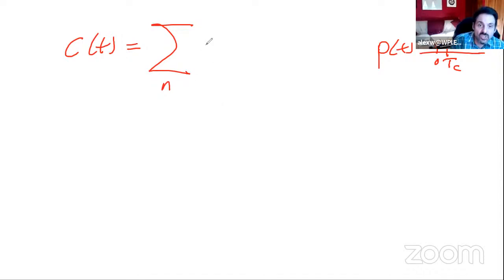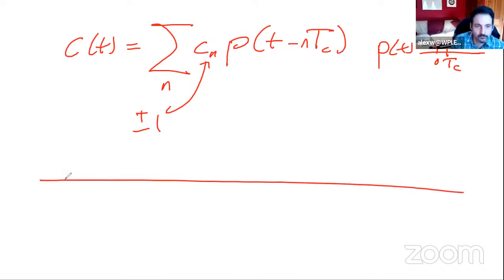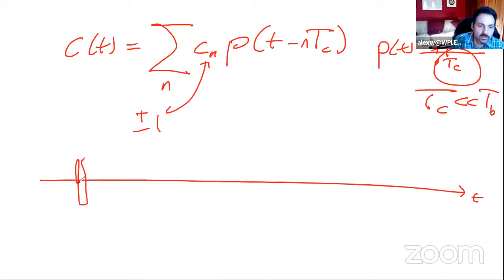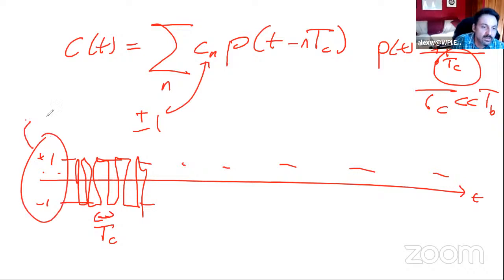And here, this is the chip value. It's either plus or minus 1. That's random, a pseudo random sequence that's generated by a shift register. P of T, C N, T C. Remember, TC here is much, much less than TB. So this is going to look like this, all the way home. The width of each one of these individual chips is TC, and the value of plus 1 or minus 1 is dictated by whatever CN is equal to at value N.